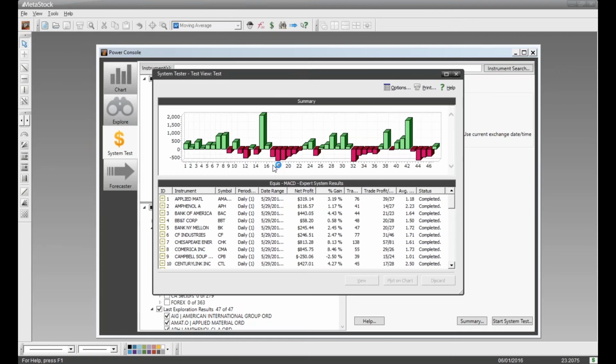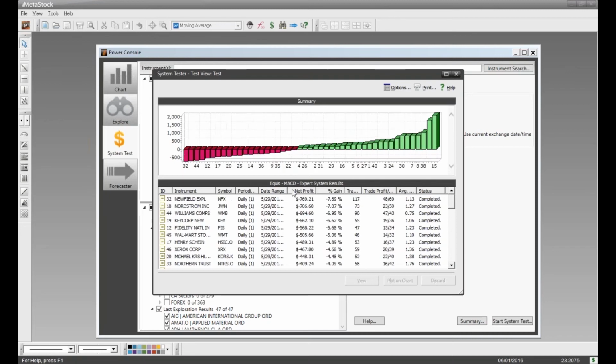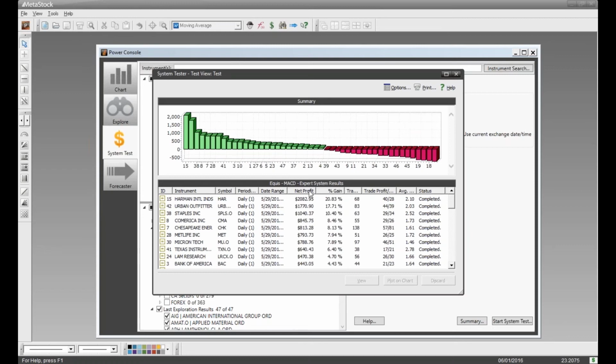Now, initially this is kind of scattered all over the place, but we're able to sort through and kind of establish what we want to look at. The first thing I always look at, obviously, is net profit, because that's really what we're after here. So by clicking net profit twice, I've adjusted it to where all of the top performing instruments are at the top, bottom performing at the bottom, so on and so forth.